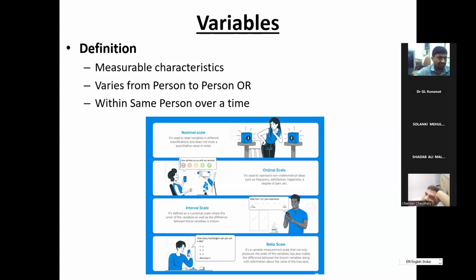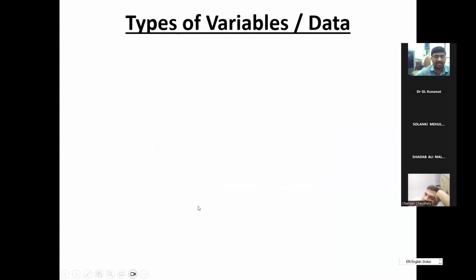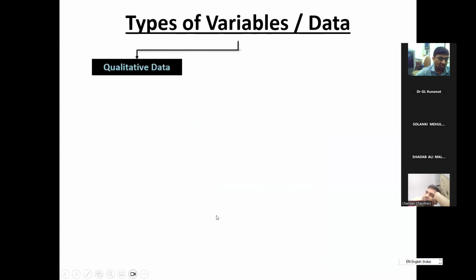It will vary from person to person. And similarly, it can vary within a person over a time. For example, if it is taken now and it is taken in the morning hours, it will be changed. So it's a variable which can vary from person to person or within the same person over a time. Now, this type of variable is of two varieties, the qualitative data and the quantitative data.